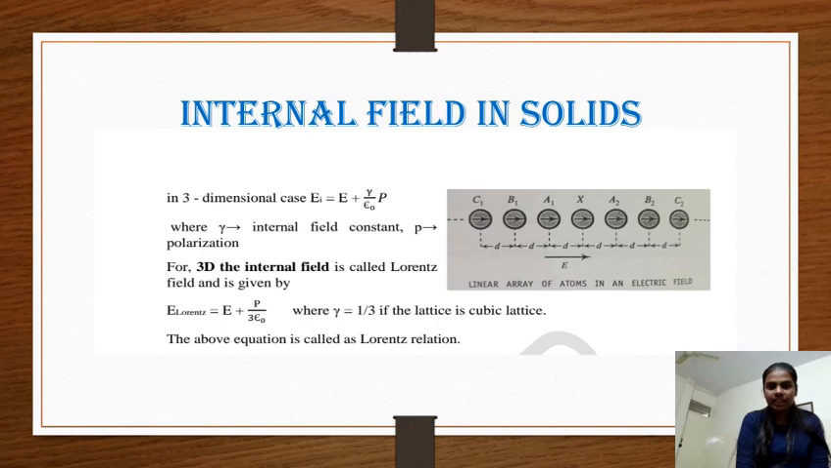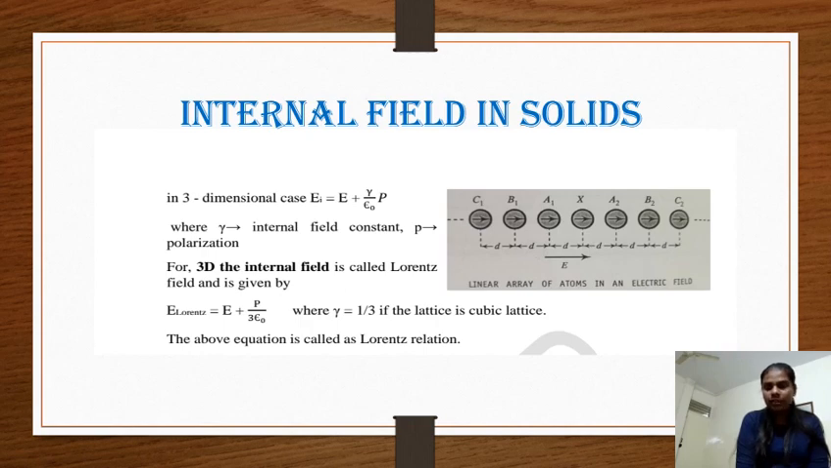In the three-dimensional case, E_I equal to E plus gamma by epsilon naught into P. Here gamma is the internal field constant, P is the polarization, and epsilon naught is the permittivity of free space. For 3D, the internal field is called the Lorentz field and it is given by E Lorentz equal to E plus P by 3 epsilon naught. Here gamma equals 1 by 3 if the lattice is a cubic lattice.